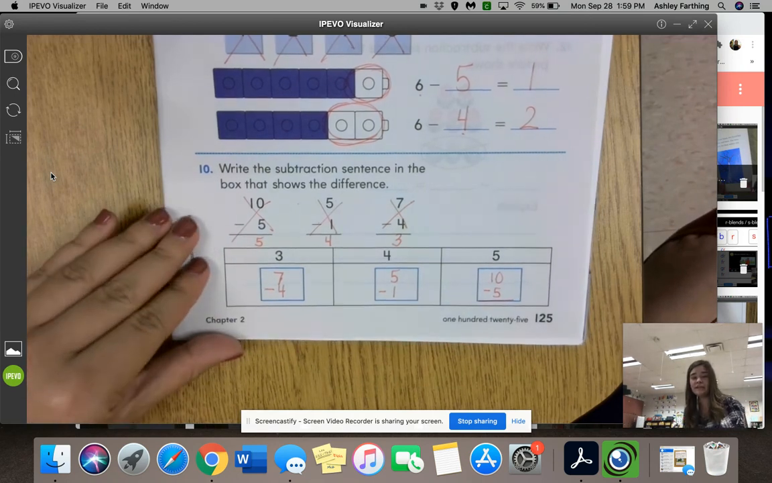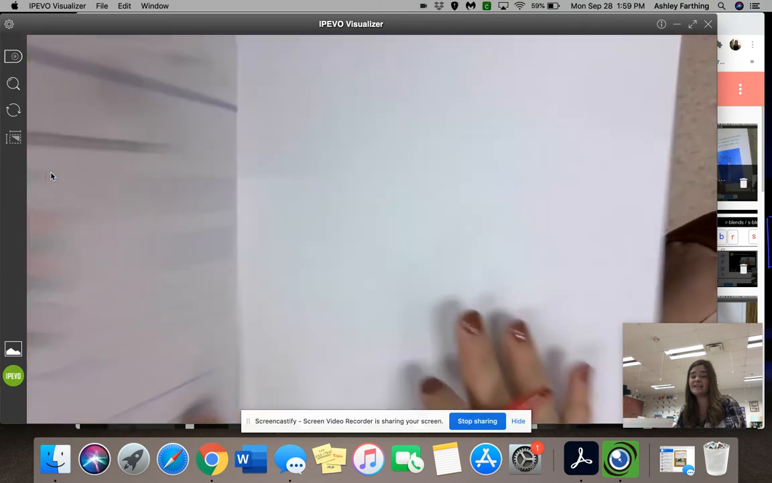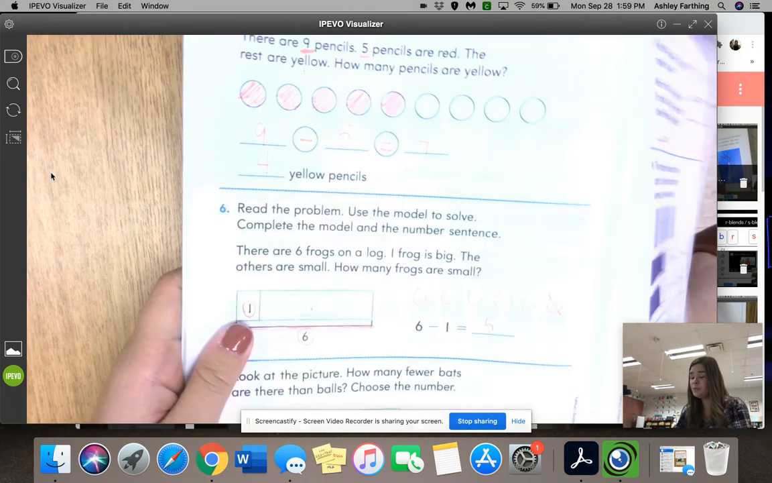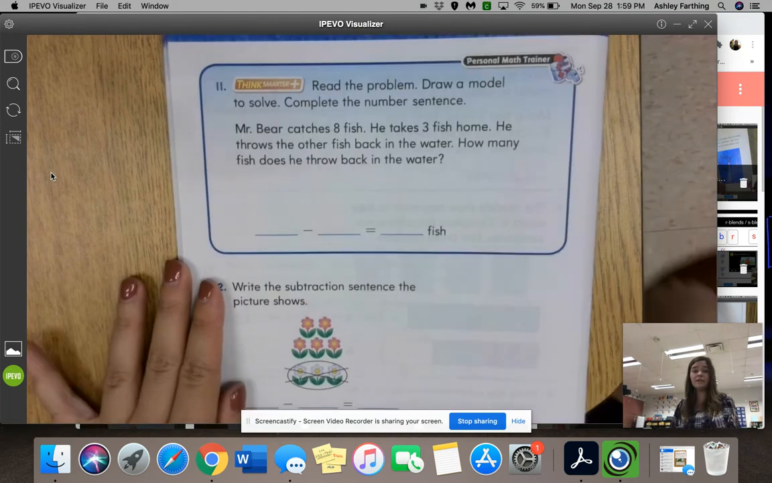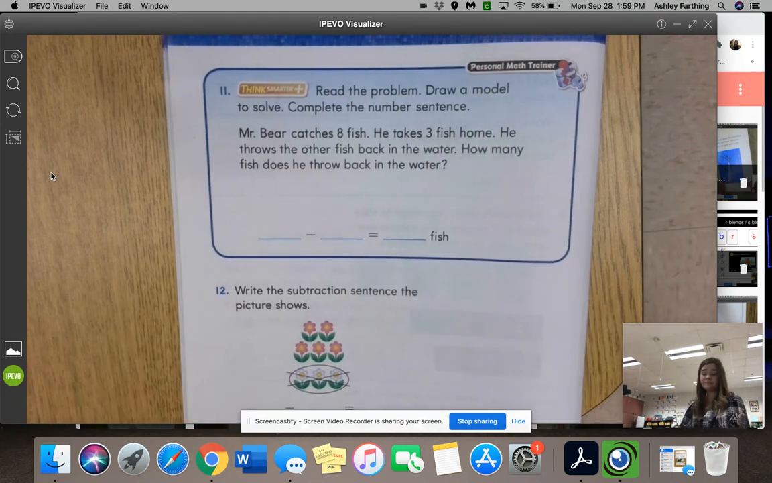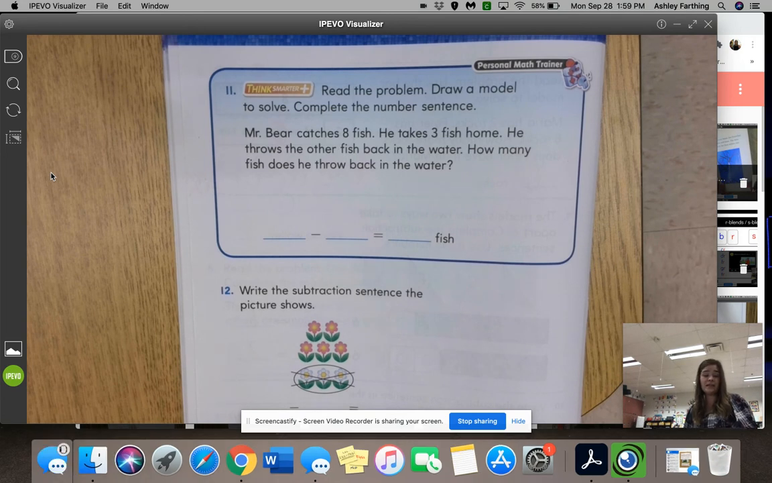Wonderful job, friends. We are moving on to our last page. 2 more problems. Number 11 says, Mr. Bear catches 8 fish. He takes 3 fish home. He throws the other fish back into the water. How many fish does he throw back in the water?